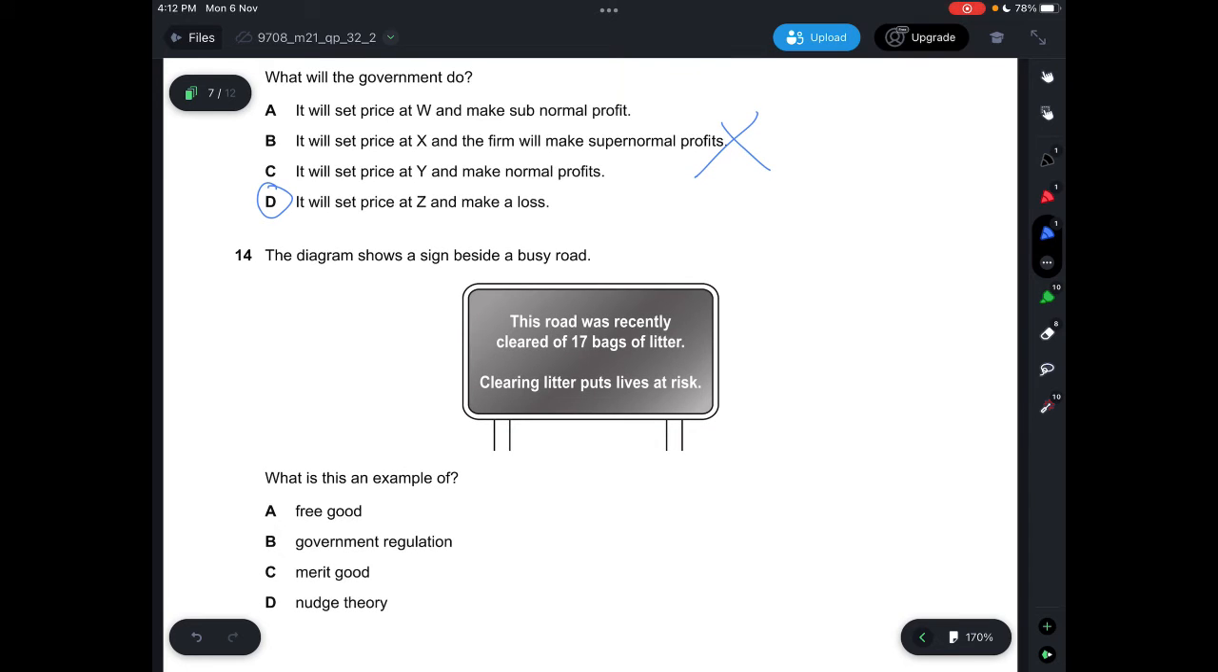Question 14, the diagram shows a sign beside a busy road. What is this an example of? So you can see the signboard says this road was recently cleared of 17 bags of litter, and then clearing litter puts life at risk. So this is to urge people to not throw rubbish simply out of the road, right onto the roads, because people have to go and clean them.